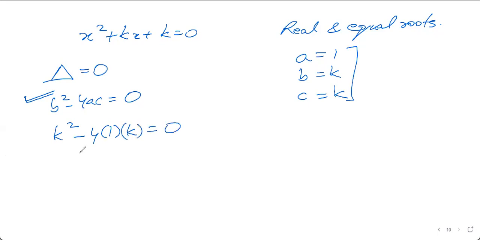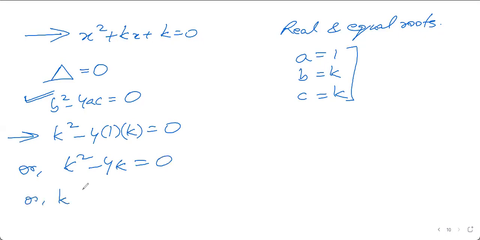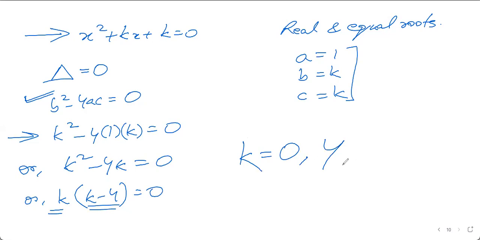We are given a quadratic equation, we are getting another quadratic equation. So when we solve this quadratic equation, we can find the value of k. K square minus 4k equals to 0. If we take k common, k into k minus 4 equals to 0. So either k equals to 0 or k minus 4 equals to 0. That means either k equals to 0 or k equals to 4. So the correct answer is option C, 0 or 4.